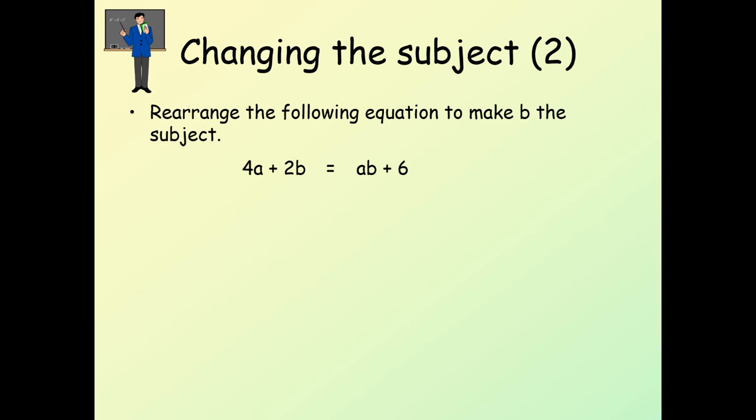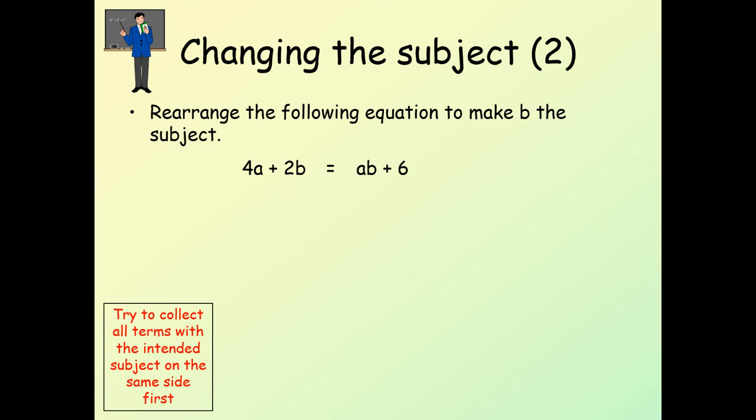4a plus 2b is equal to ab plus 6. So it says here, try to collect all the terms with the intended subject on the same side first. So if in the question it says, in this example, make B the subject, that's giving me a hint. It's telling me your first step is to make sure the B terms are on the same side. So on the left hand side, I have a 2B. On the right hand side, I have an AB.